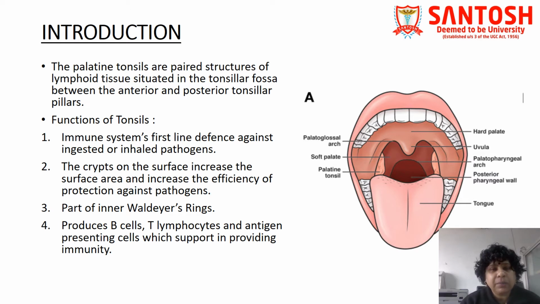It contains crypts on the surface that increase the surface area and increase the efficiency of protection against pathogens. Then it is the inner part of the Waldeyer ring. You get to see we have a Waldeyer ring in which these lymphoid tissues are arranged in a ring form. The adenoids are one of them. It produces B cells, T lymphocytes and antigen presenting cells which support providing immunity.